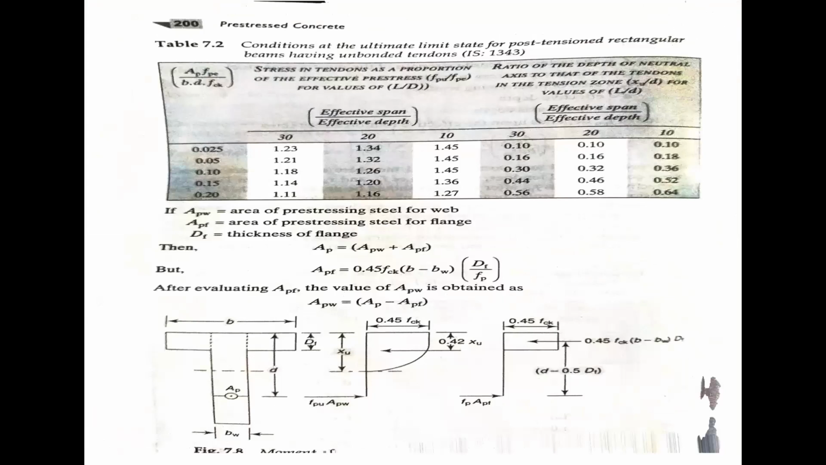You have the formula already. I discussed this formula in the last class derivation part. APF, this is the formula: APF equal to 0.45 FCK (B minus BW) into DF divided by FP. APF means area of prestressing steel for the flange. You have to use the formula and calculate this one.